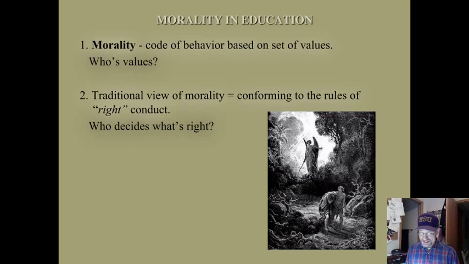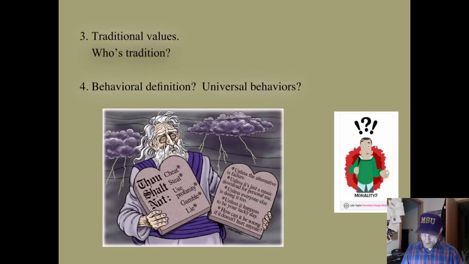Defining our terms. Morality is a code of behavior based on a set of values. However, individuals with different values have different conceptions of moral behaviors. So who gets to decide whose values this code of behavior is going to be based on? Now, traditional views of morality said it was conforming to the right rules of conduct. But who decides what's right? Moral behaviors are those that fall within this defined set of boundaries. Who defines the boundaries? Traditional values have been used to not give equal rights to various groups. So whose tradition are we valuing?